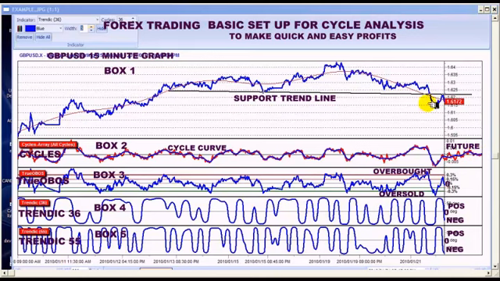Notice also that the cycles fit the movement of the price, in this case the pound dollar, very well. Here we have a cycle bottom, and here we have a low of the price, and over here we would have a cycle top here and a peaking of the price.